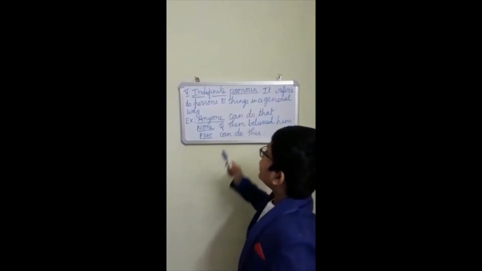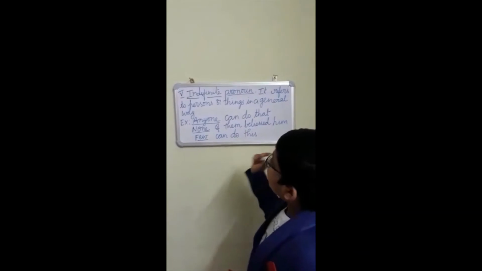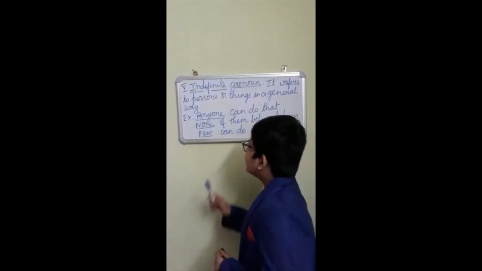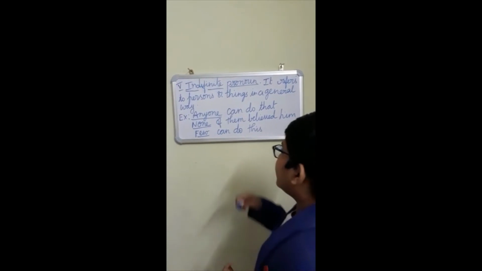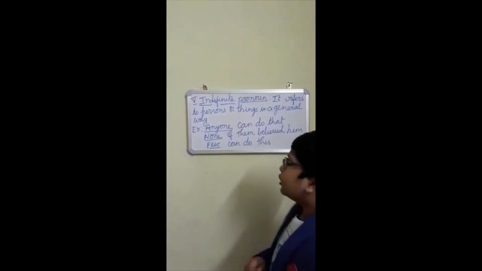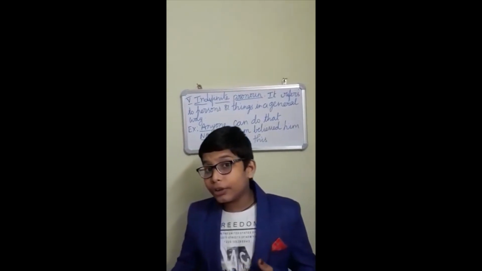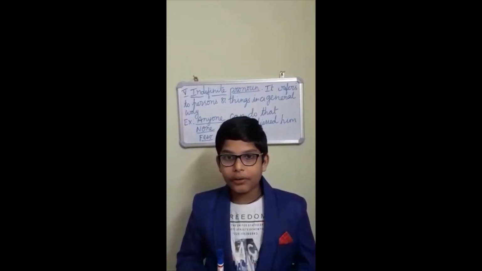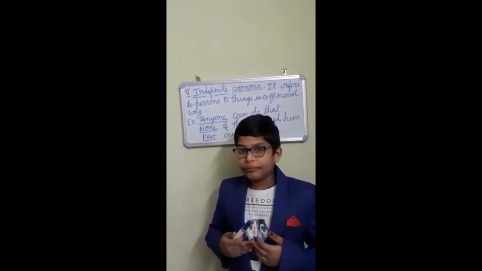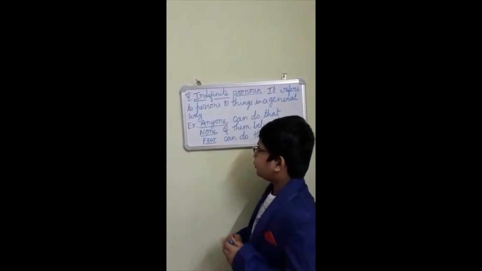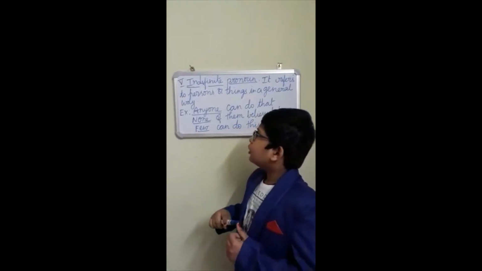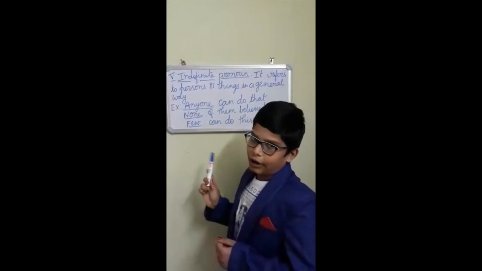Now the fifth one is indefinite pronoun. It refers to persons or things in a general way. Let me tell you some examples. Anyone can do that. None of them believe him. Few can do this. Here, with anyone, we don't know the definite number, so we use anyone. With none also we don't know the definite number, so we use none. With few also we don't know the definite number, so we use few. Like these, we call them indefinite pronouns. Coming to the next one.